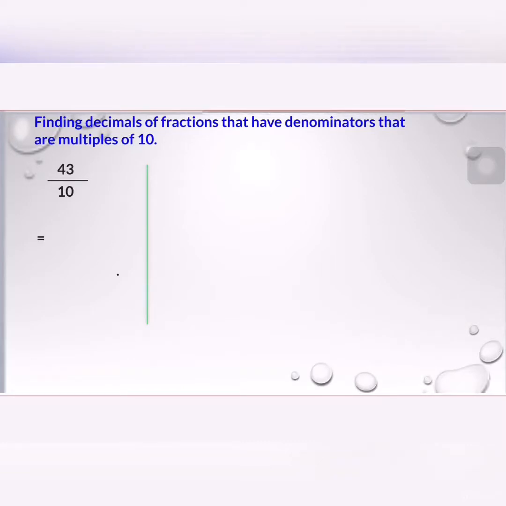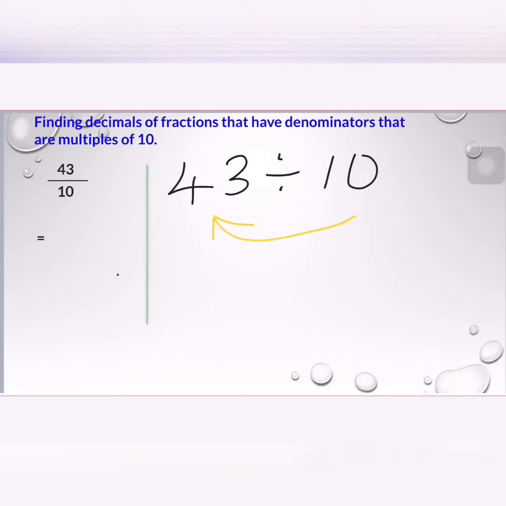Let's suppose 43 over 10. This is the same as saying 43 divided by 10. Now, how many tens can we find in 43? We get 4 tens and remainder 3.